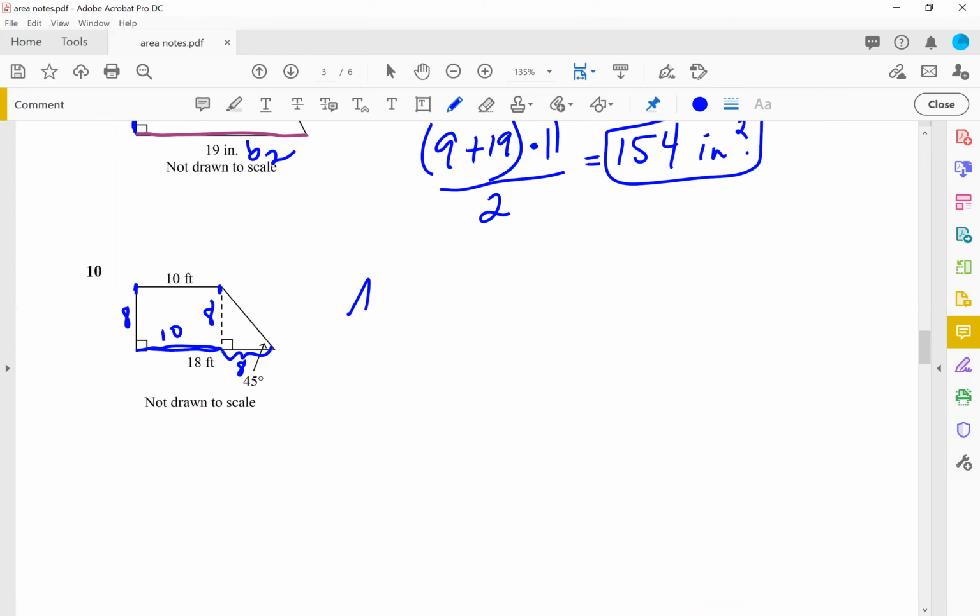Okay, so the area, base 1 is 10. Base 2 is that 18 because it's got to be the whole side. And then your height is 8.